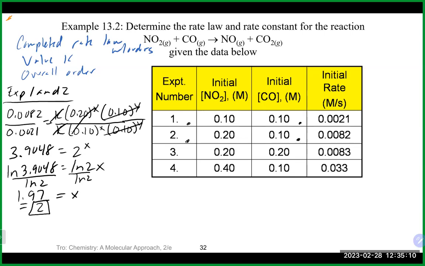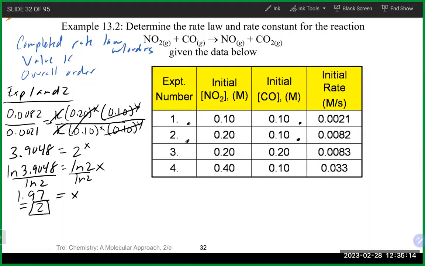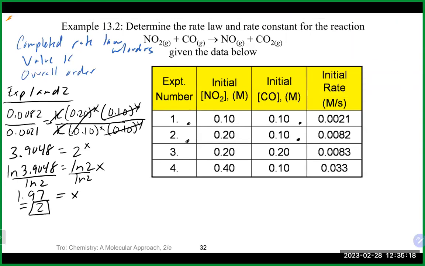Okay, in this case, then we're going to go back to our table and find a pair where we keep the NO2 constant. In this case, it looks like you only have one option where you could do that, and that's going to be experiments 2 and 3, where those are going to stay the same. So looking at experiments 2 and 3 here.